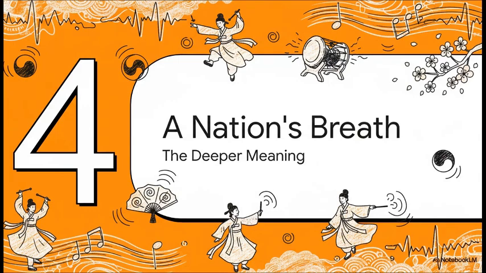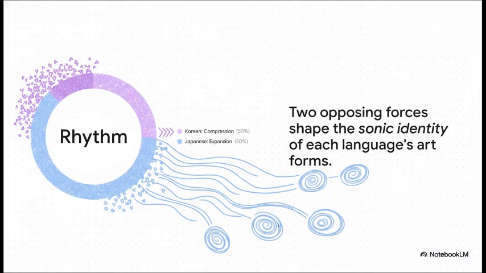So what does all this really mean? I think it goes a lot deeper than just language rules. It's really about the fundamental breath and rhythm of an entire culture's expression. At the heart of it all, you have these 2 completely opposing forces. The Korean rhythm is defined by compression and brevity. It's the art of packing the most meaning into the shortest possible sound. And the Japanese rhythm is defined by expansion and flow, the art of letting sounds linger, connect, and resonate.